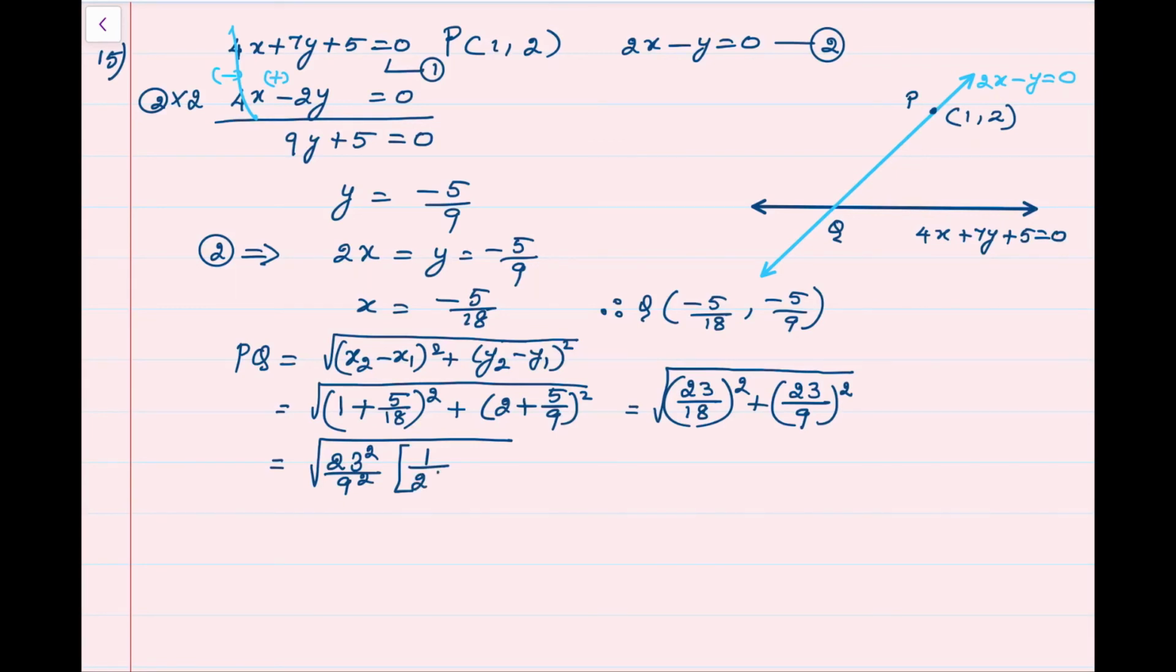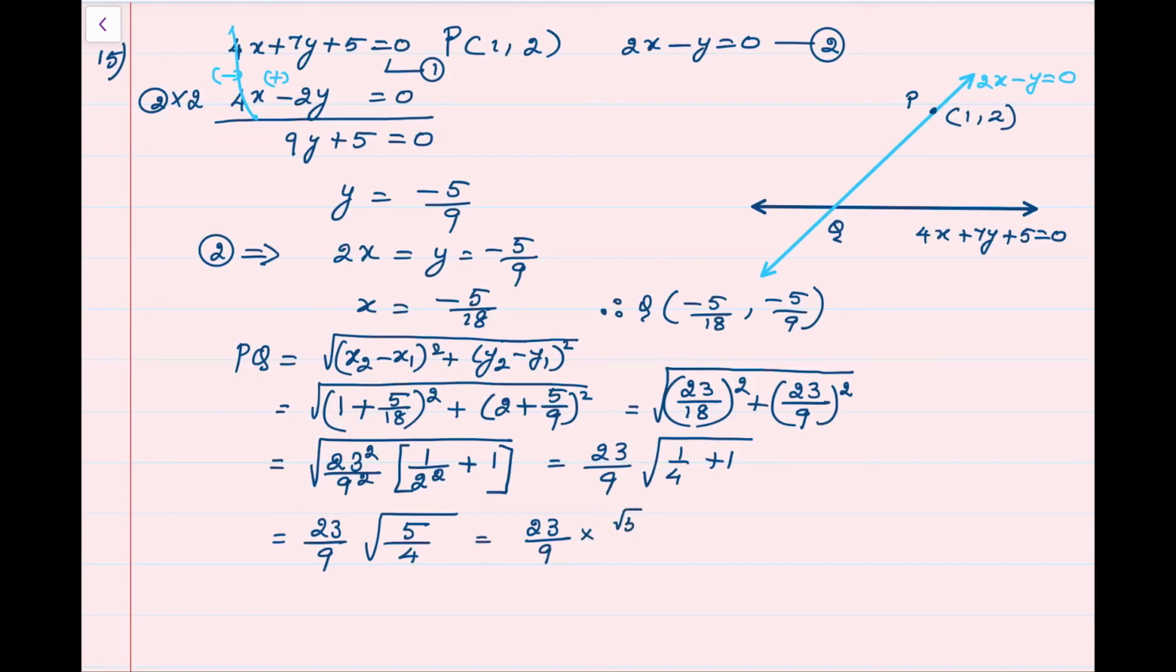We get (1/2) square plus 1. 23/9 times square root of (1/4 + 1). 23/9 times square root of 5/4. This is 23/9 times root 5 divided by 2. Therefore, the answer is 23 root 5 divided by 18 units.